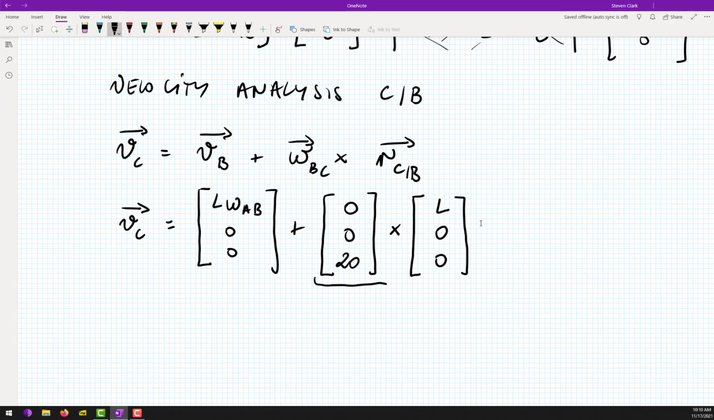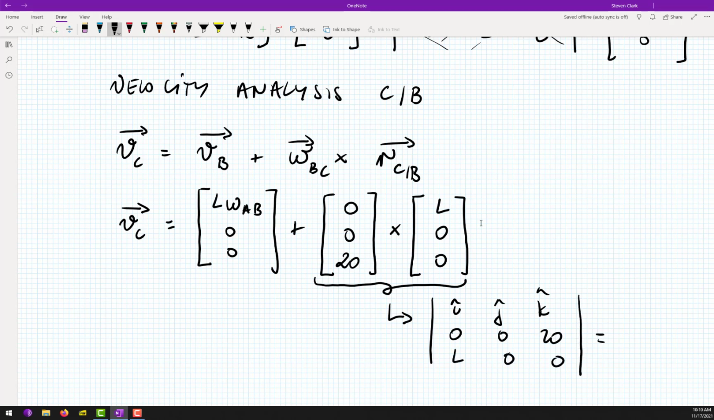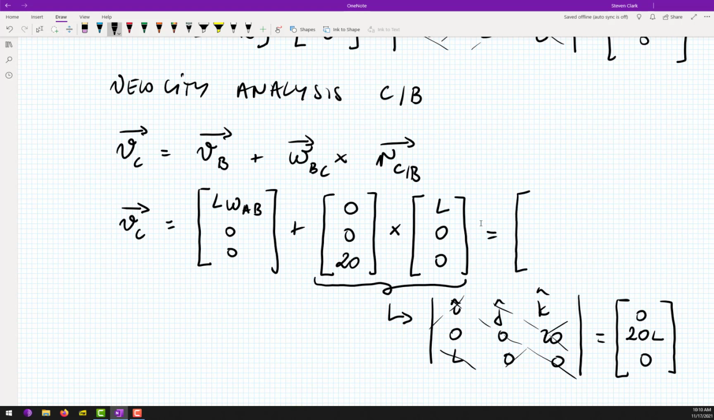Okay, let's do this determinant very quickly. ijk, 0, 0, 20, L, 0, 0. This is 0. This is 20L, and this is 0. Great. So our VC will be equal to L omega AB, 20L, 0.